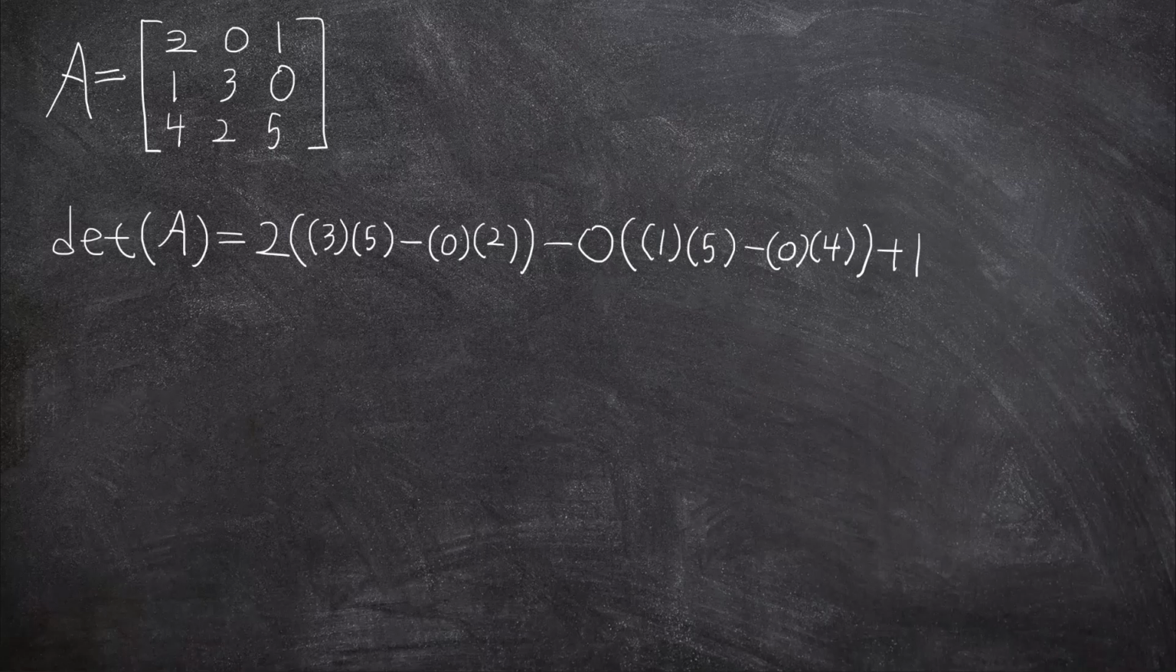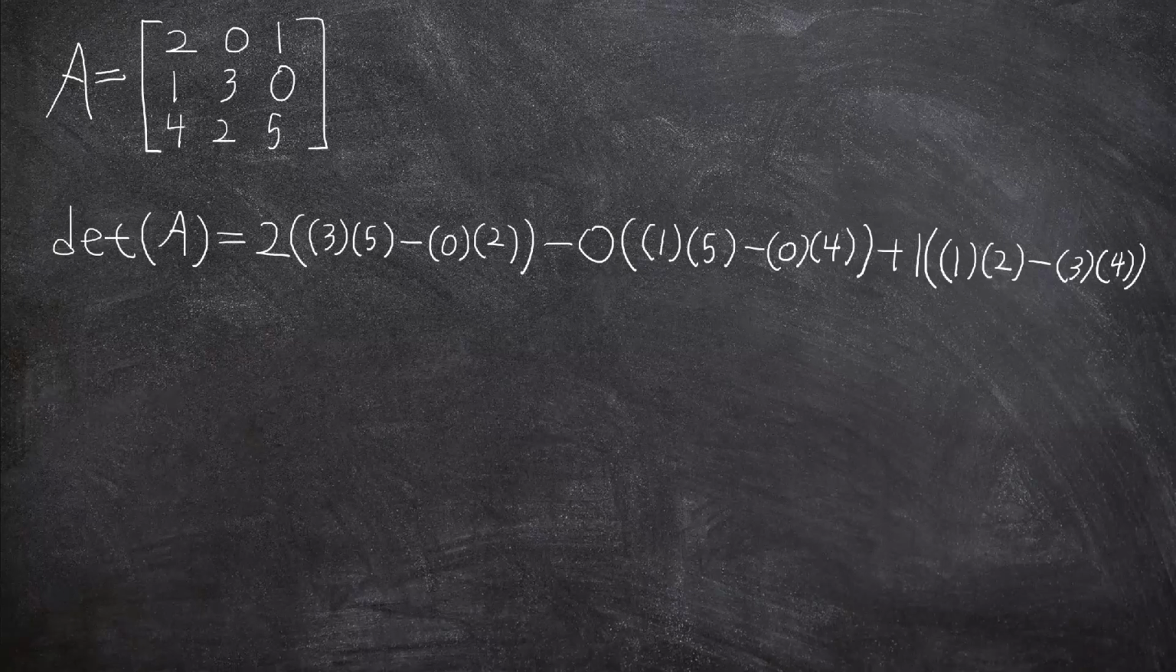Okay, 1 is our next number. Cross these out like so. 1, 3, 4, and 2. It would be 1 times 2 minus 3 times 4. We could do some basic math now. 3 times 5, 15, 0 times 2, 0. 15 minus 0, 15. So I'll just write it out like this.